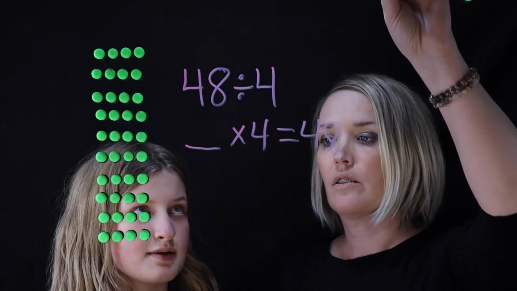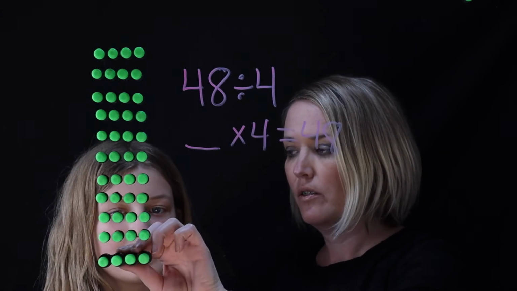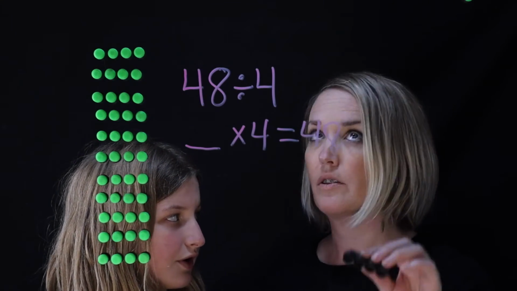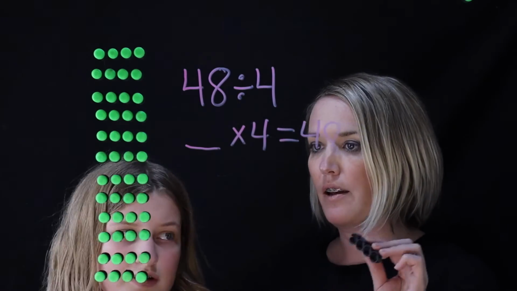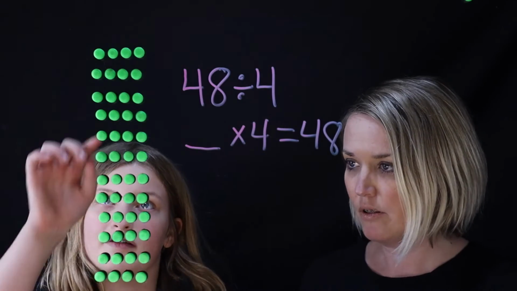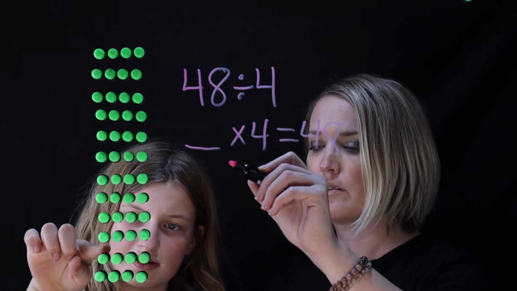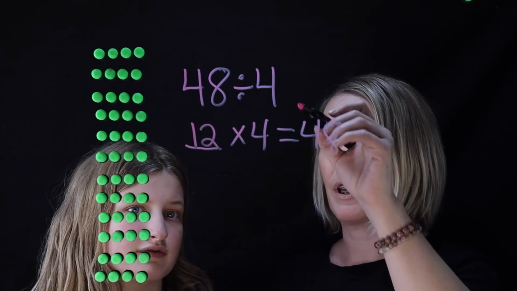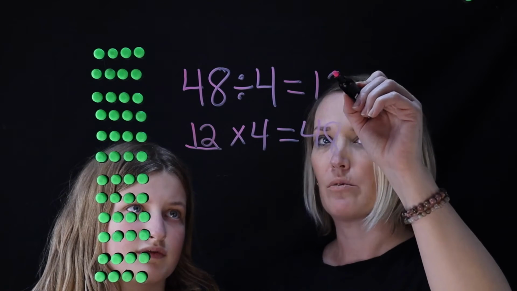So 1 times 4 is 4. And altogether, what do we have here? 11 groups. Which is how many? Which is 44. Yeah, and so let's bring out one more. And now we have 48. And how many do we have? We have 1, 2, 3, 4, 5, 6, 7, 8, 9, 10, 11, 12. Okay, so 12 times 4 equals 48. So that means that 48 divided by 4 equals 12.